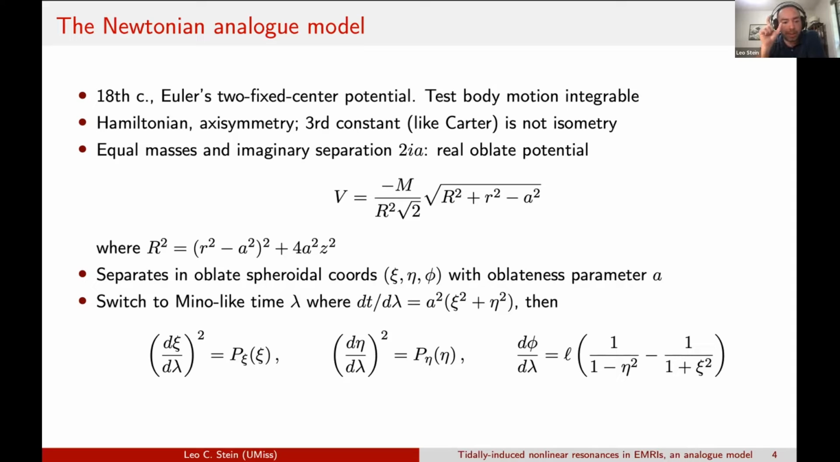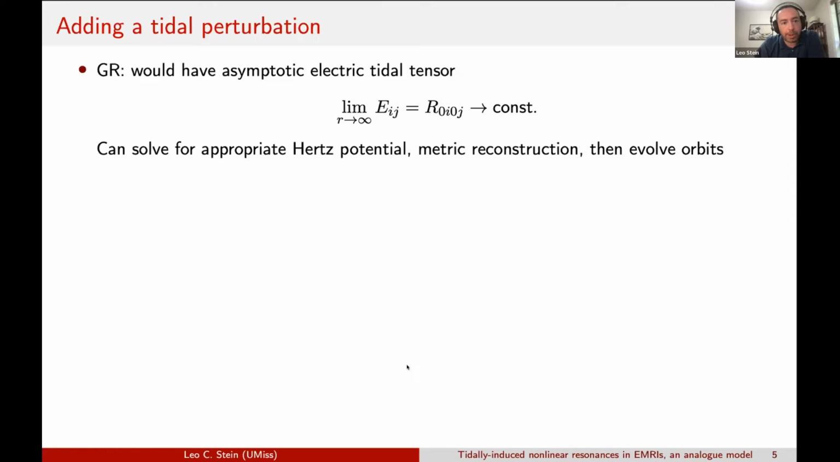Now, if you take these two masses and make them the same and make a purely imaginary separation between the two of them, then you get a real oblate potential. So that's kind of like the Kerr geometry. And you can separate it in oblate spheroidal coordinates and switch to something like action angle variables and switch to Mino-like time. And you get these equations for the trajectory. So if you're familiar with orbits in Kerr, then this should look pretty familiar. These are polynomials.